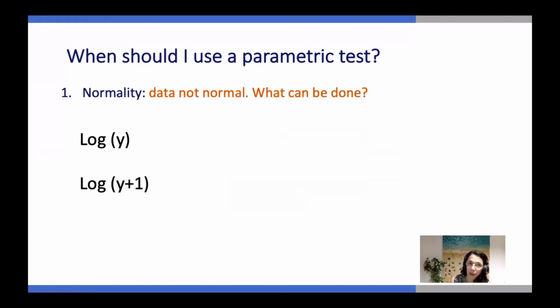So a possibility, if your data are not normally distributed, is to perform a logarithmic transformation. So you can take the log of your values, or the log of the value plus 1, then you run the normality test, also do the visual inspection, run the test for normality. If the transformed data are normal, then you check for the other assumptions, and if they are met, you can run the parametric test on the log transformed data.